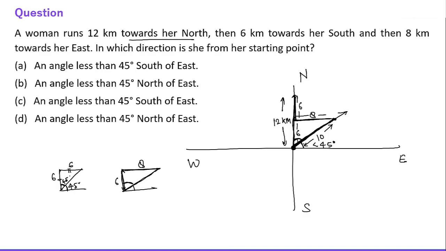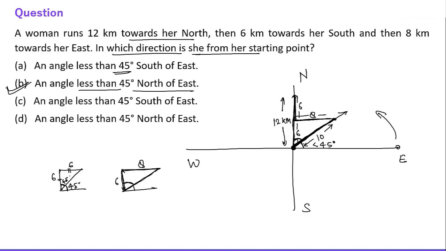Right? Okay, fine. Now, in which direction is she from the starting point? She is at an angle of less than 45 degrees, that is for sure. And the options are: an angle less than 45 degrees south of east. This is east, and this is upward. So it is north of east and less than 45 degrees.